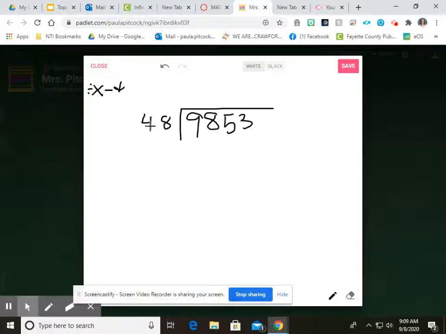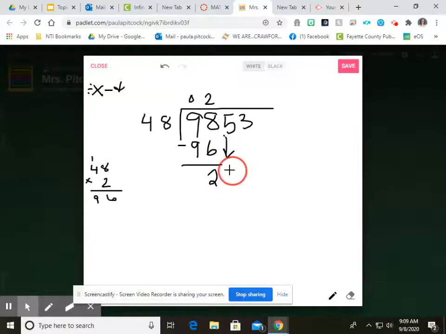So divide. 48 goes into 9 0 times. But 48 probably goes into 98 twice. So let me see what that is. 48 times 2 is going to give me 16, carry my 1, 96. Yeah, it gets me close. So it goes in 2 times. When I multiply, it gave me 96. Next step is to subtract. I get a 2. Bring it on down. Bring it on back.